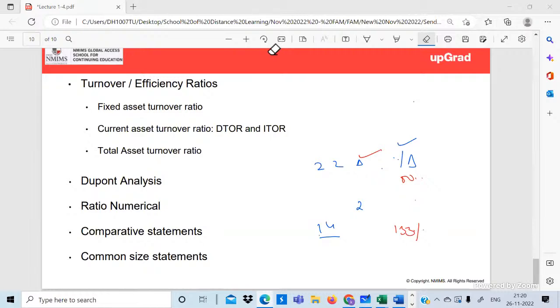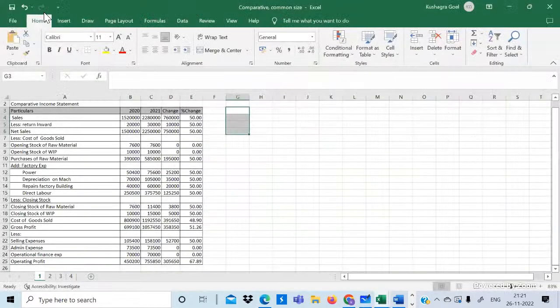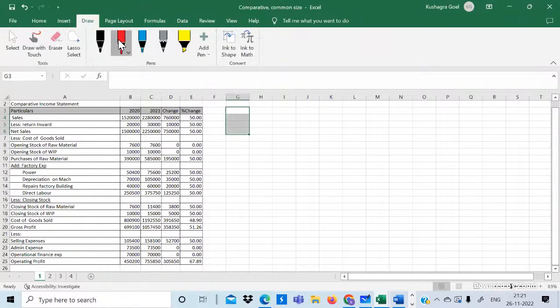Now again, I'll tell you, why do I make a common size statement? For example, I want to compare Infosys, which is a big IT company, with a small young IT startup. Both are into IT business and I want to compare them. So let's say I've got the data and I'm looking at sales, and I've got Infosys and I've got the startup.